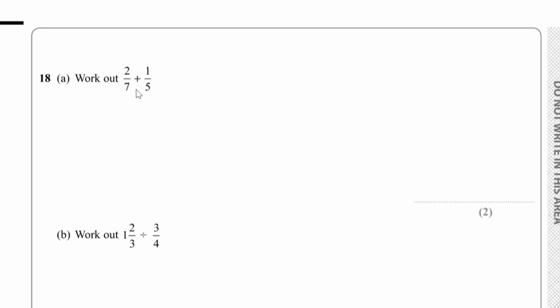Question number 18. For part A, we have to work out 2/7 plus 1/5. Well, to work out what this fraction is, what we need to do is write each of these fractions over a common denominator. The common denominator will be 35. So 2/7 is the same as 10 out of 35. 1/5 is the same as 7 out of 35. So if I add this together, we will end up with 17 over 35.